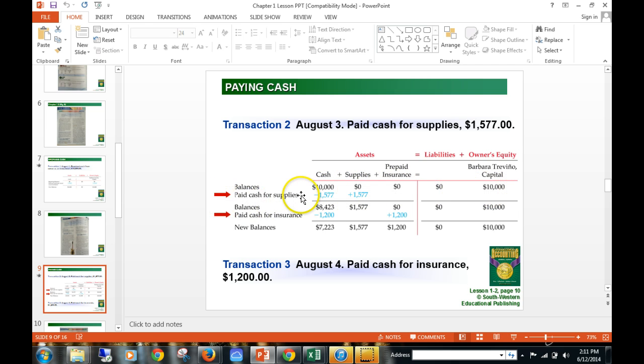This transaction here, transaction 2, we paid cash for supplies. So if we pay cash, we're going to minus that out of our business checking account, $1,577. However, we gained assets because supplies are worth something, no matter what the supply is. Until we use it or until it's out of our business, it's still worth this amount. So even though we minused $1,577 out of our cash account, we added $1,577 to our supplies account, which still equals $10,000 and $10,000.